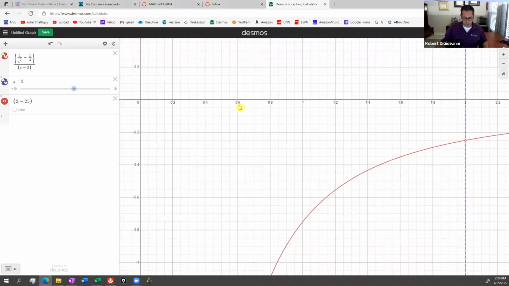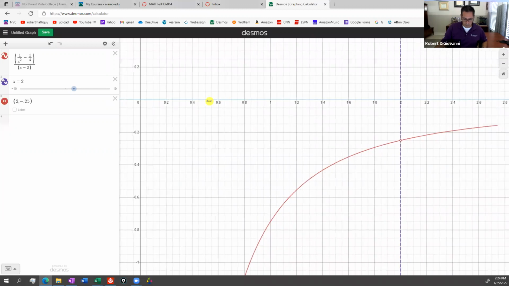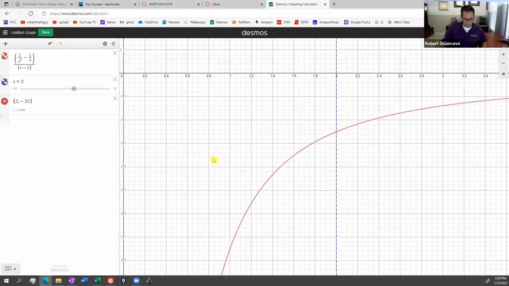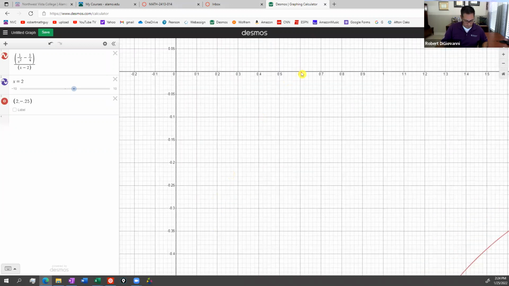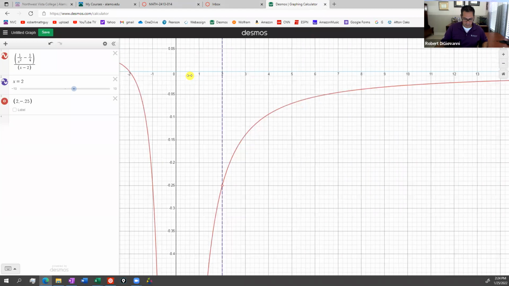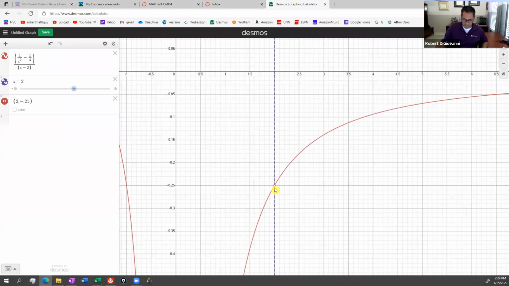Yeah, there. Trying to get negative 0.25 to show up. There we go. There's the graph. As we approach it from left and right, the y value is headed to negative 0.25.